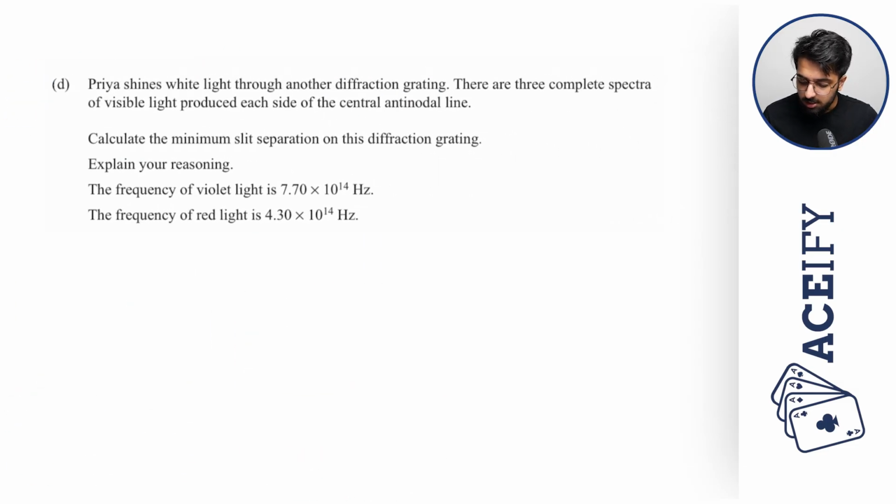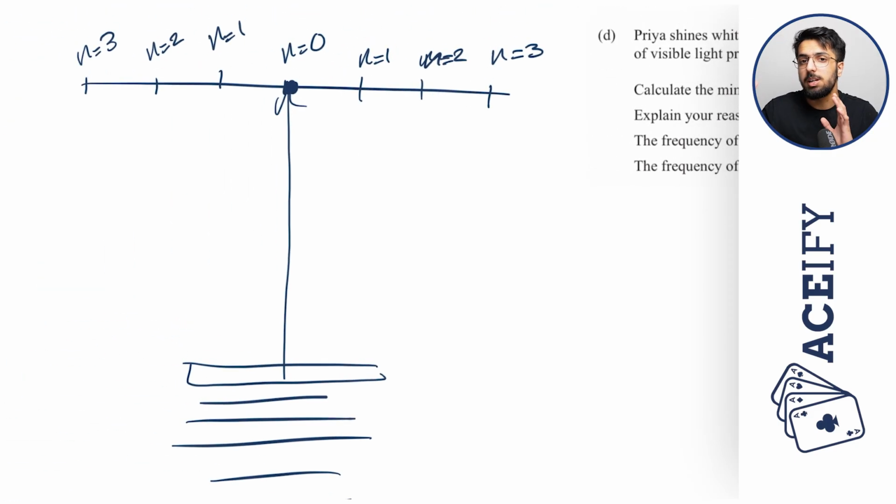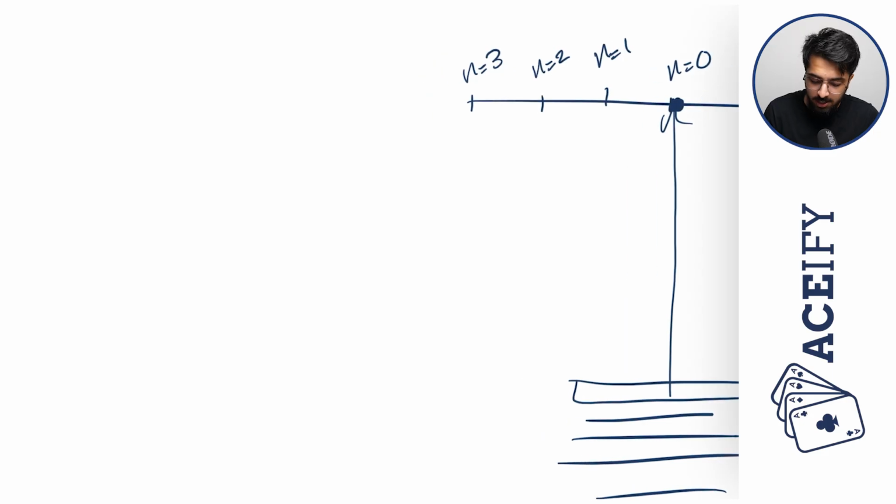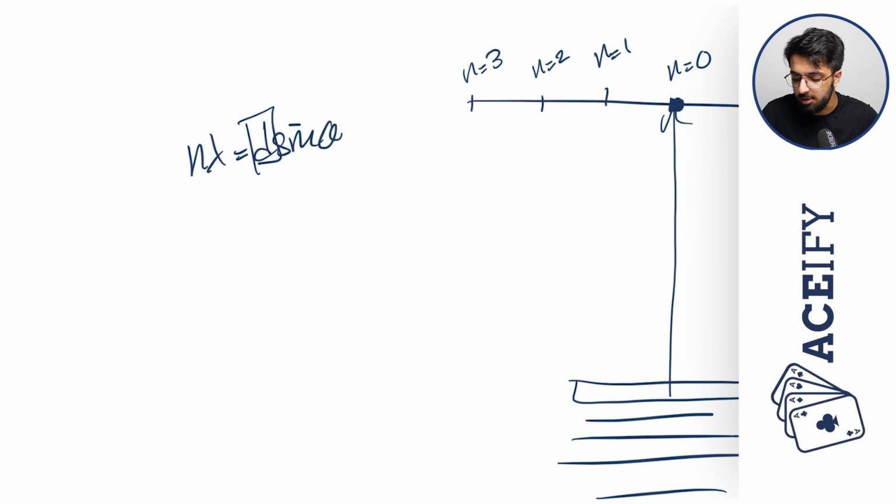We can see from the question that 3 complete spectra of visible light are produced. What that means is that we will see a rainbow. The reason for that is that white light consists of all visible wavelengths of light, and the different colours have different wavelengths. Because n lambda equals d sine theta, and all the wavelengths go through the same diffraction grating, our d value remains constant.